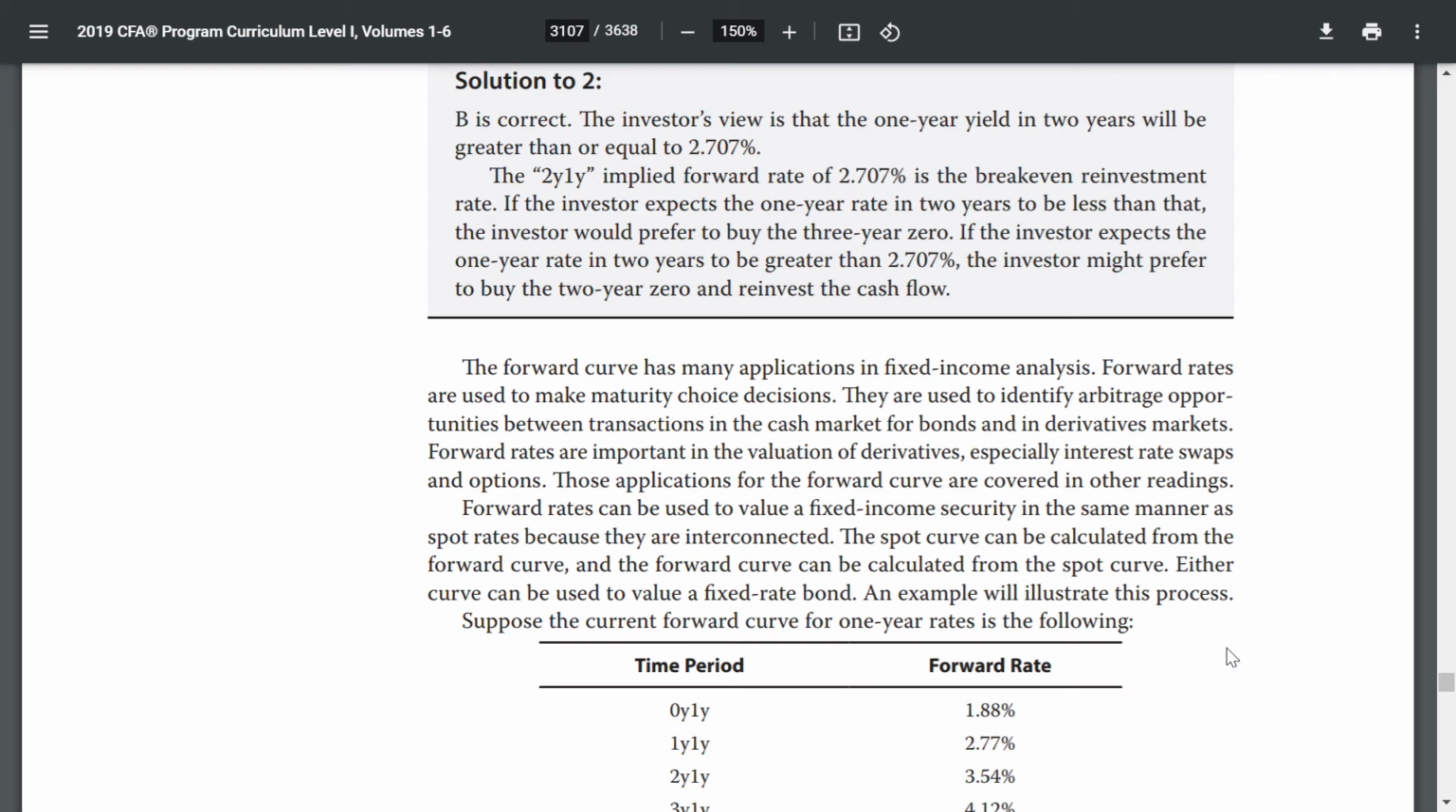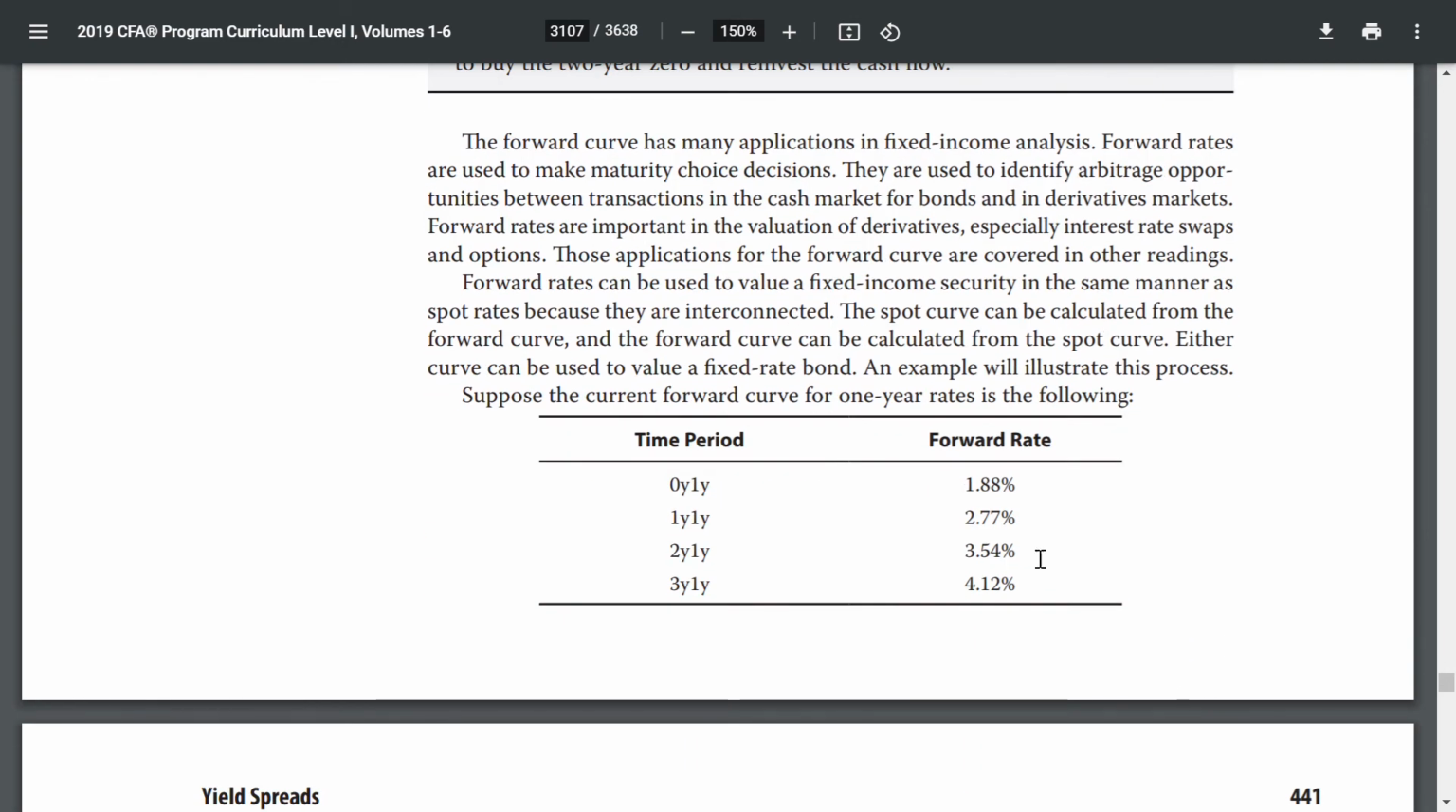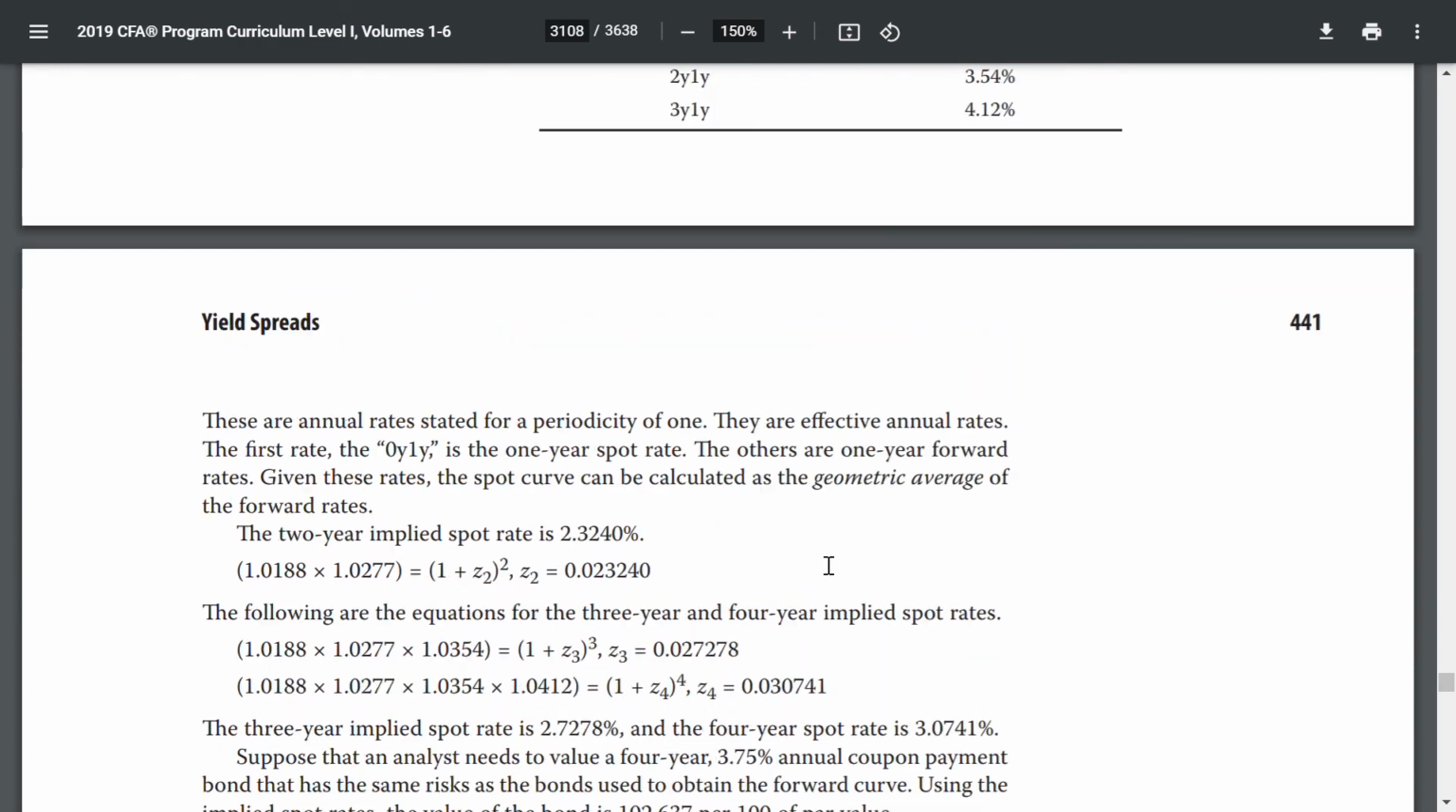Forward rates are used to value a fixed income security in the same manner as spot rates because they are interconnected. The spot curve can be calculated from the forward curve, and the forward curve can be calculated from the spot curve. Either curve can be used to value a fixed rate bond. An example will be illustrated in this process. Suppose the current forward curve for 1-year rates is as follows.